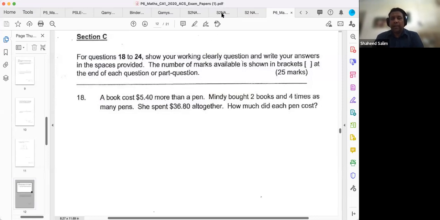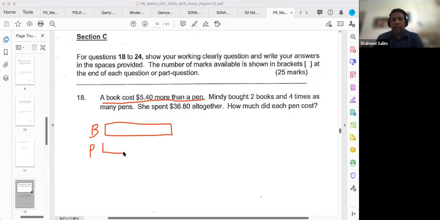Okay, we look at this statement here. A book costs $5.40 more than a pen. So I have a book, I have a pen. Down here, this is the book, and the pen, this is the pen like that. What's the difference in price? It's $5.40. This part you understand.